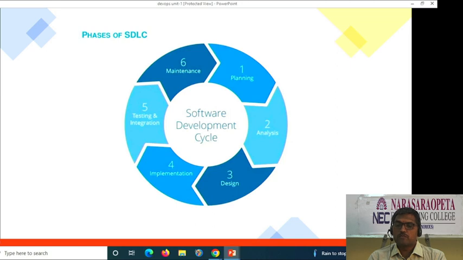So in this maintenance, many problems come up and the customers ask for many changes in the requirements. If it is appropriate, you have to make the change, so again you go to planning, analysis, designing, implementation, testing and integration, maintenance. So it is a cycling process. That's why it is called the software development life cycle.